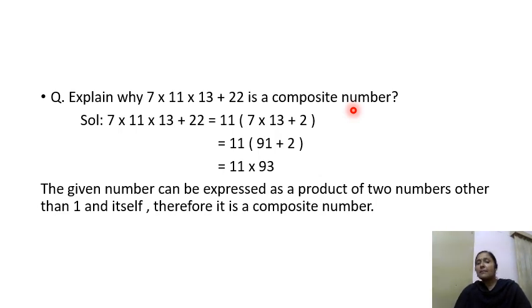Yes, a composite number can be expressed as a product of numbers other than the number itself and 1. Okay. So if the number can be expressed as a product of any other number other than 1 and itself, then we are saying it is a composite number. Or the definition is composite number means it should have minimum 2 factors other than 1 and itself. Okay. So now we can check whether we can express this number as a product of numbers.